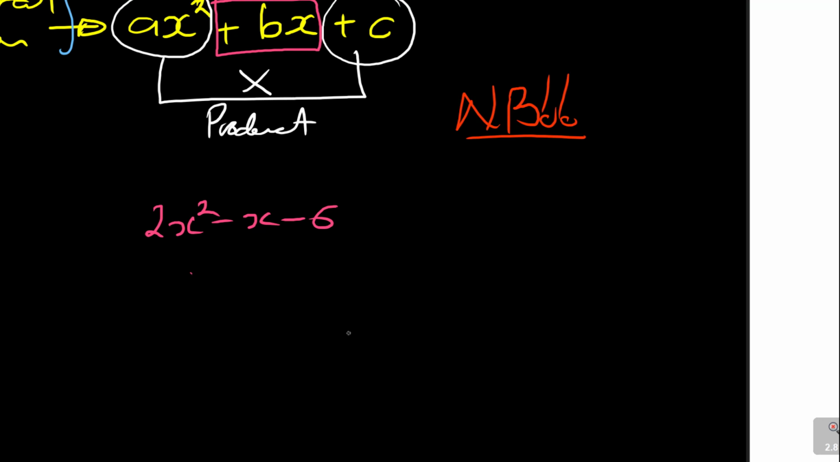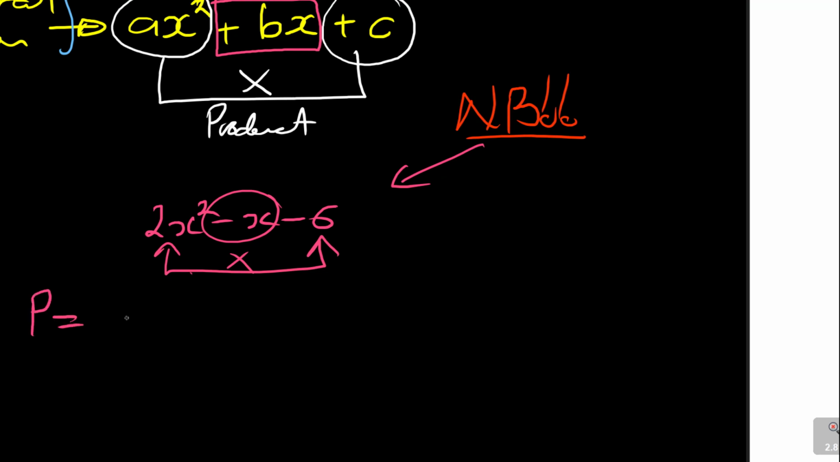All right, look at this. 2x squared, this. Very important. It's still under the same method. There is my product and there is my sum. You see what I'm doing? So what is my product? Product is 2x squared times minus 6. It's negative 12x squared. Be careful.